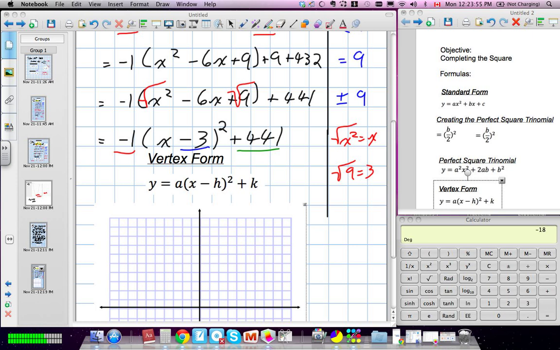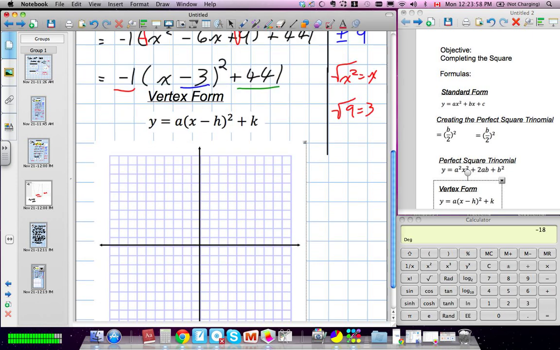Our vertex form, we know that our vertex is going to be at 3 and 441. So we move over 3, and we're going to say maybe this is 440. Give it a nice round number. Here's our 3. So we're going to have, this is a rough sketch, some parabola that is facing downwards and goes like this. The reason it faces downwards is because our A value is -1. Okay? So we know we have a parabola that looks like this.